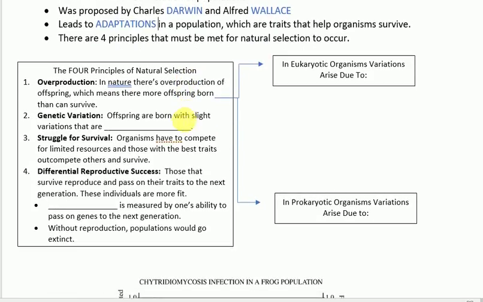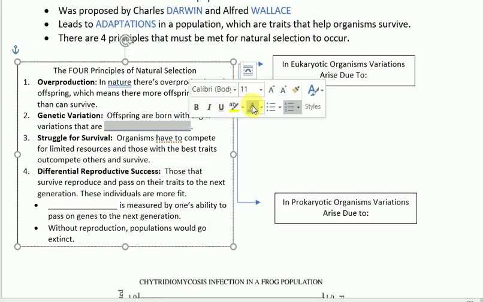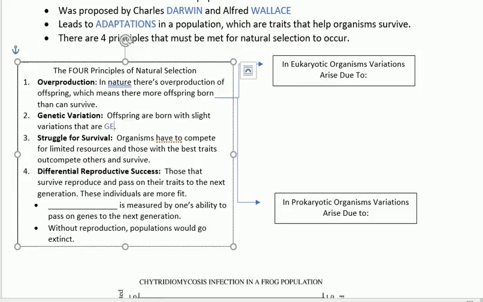So the first one is overproduction. So in nature, there's an overproduction of offspring, which means the more that are born, the more likely it is that they will survive, or that there will be a surviving generation. Genetic variation, this is when offspring are born with variations that are genetic.